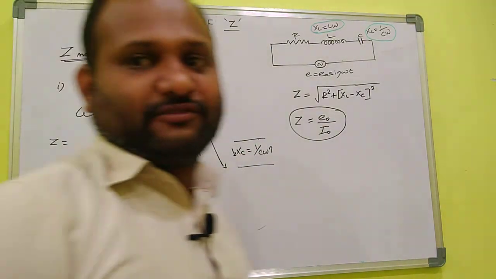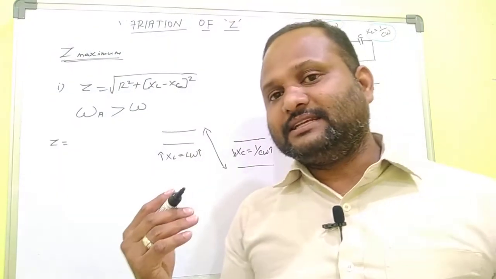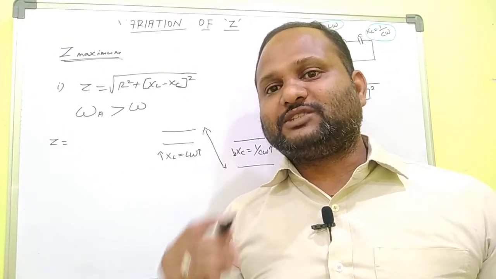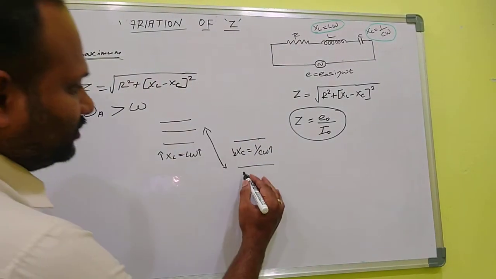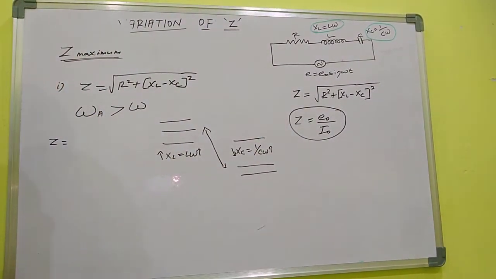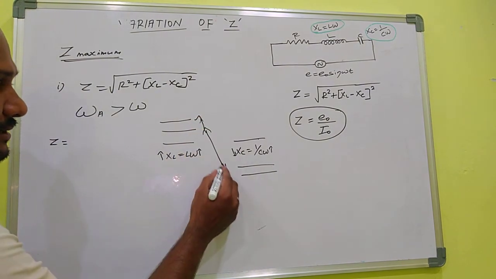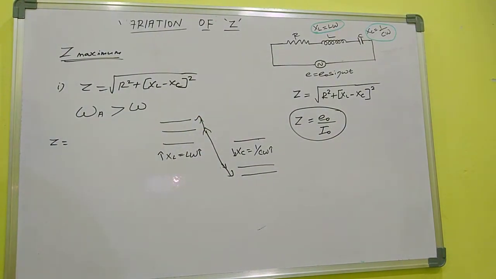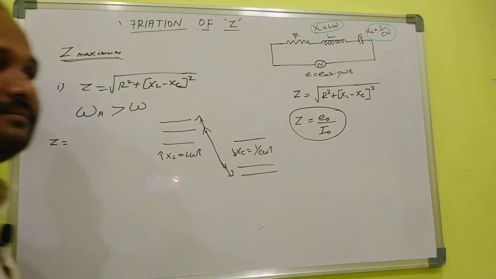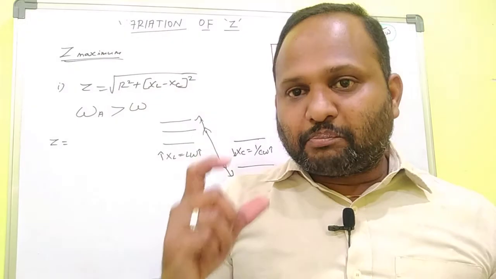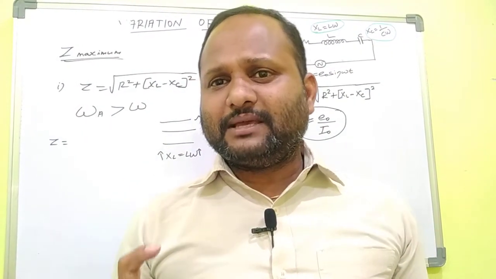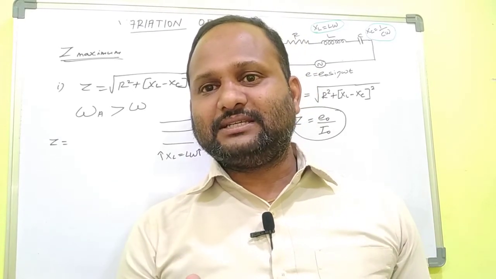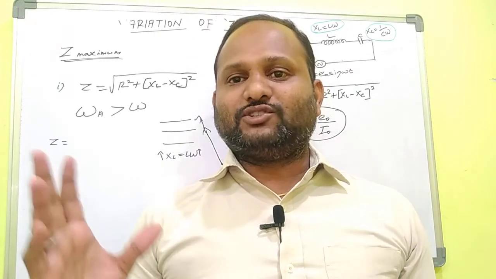frequency. If we further increase the applied angular frequency with respect to natural frequency, what will happen? XL goes higher, XC comes down. So the difference is bigger here. XL minus XC is greater. Here XL minus XC is greater. That means when we are applying an applied frequency greater than the natural frequency.